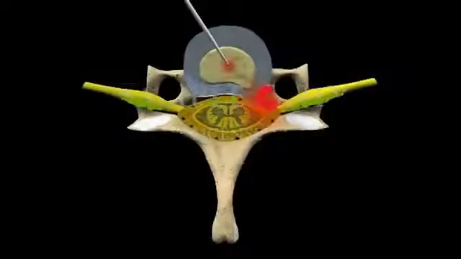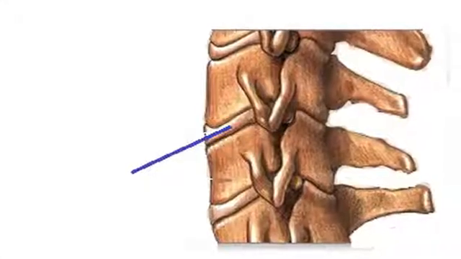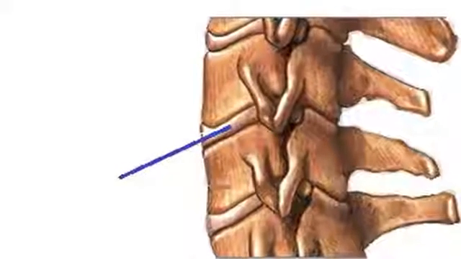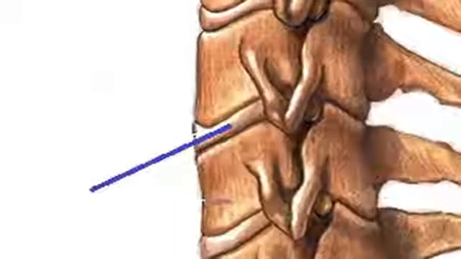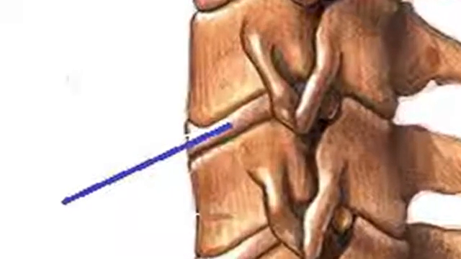You should keep it in your mind that the needle tip should be in the nucleus only, to evaporate the nucleus material to reduce the intradiscal pressure. In lateral view, the needle should be parallel to the end plates and the needle tip should not be close to the end plates to avoid end plate injury.